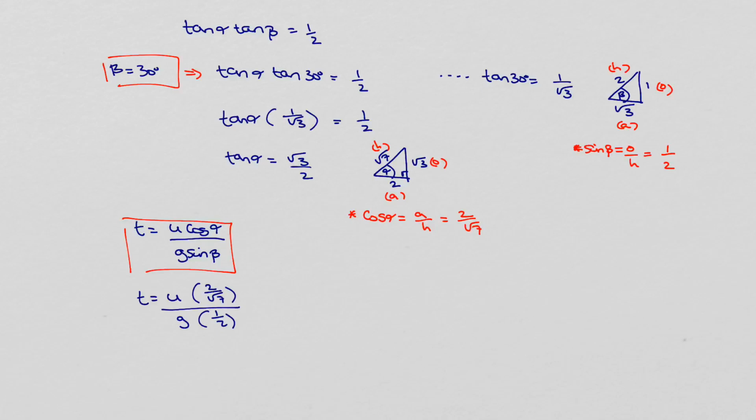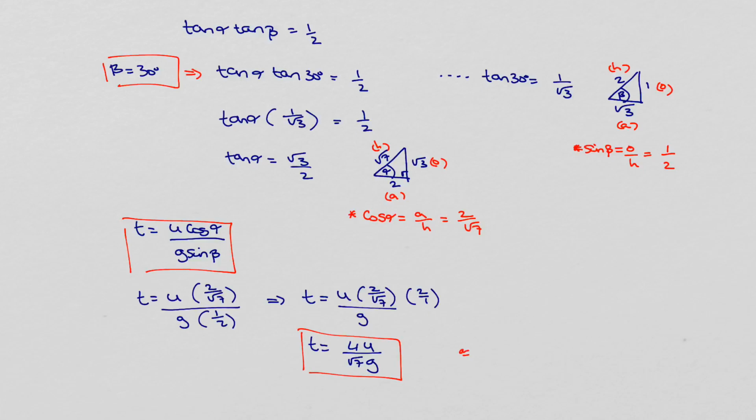So I'm going to be dividing by a fraction here, so I'm going to turn it upside down and multiply. So I have u times 2 root 7 over g, and if I turn that fraction half upside down and multiply, I end up with times 2 over 1, which gives me then 4u over root 7g. Again, if you did it in decimal form, you could end up with t is equal to 0.51 u over g. So both answers are fully acceptable.